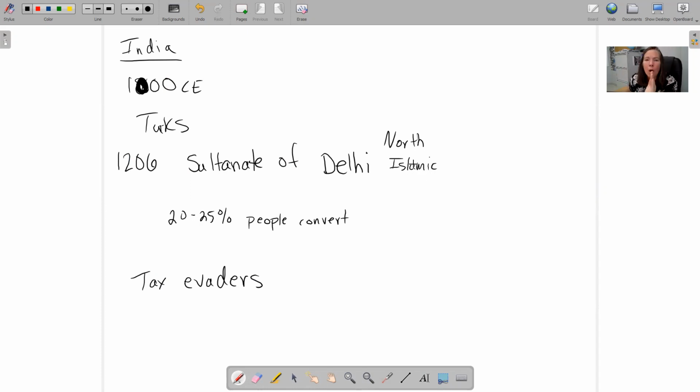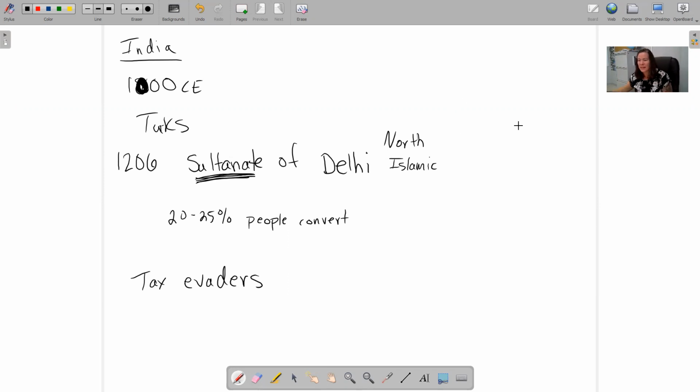But always remember, if you see the word Sultanate, that means they were Islamic. Just remember that. If you're looking at a multiple choice question and you see the word sultanate and your options are something about Jews, something about Christians, something about Hindus, and something about Muslims, ding, ding, ding. The answer is Muslims, because sultanate means Islamic.